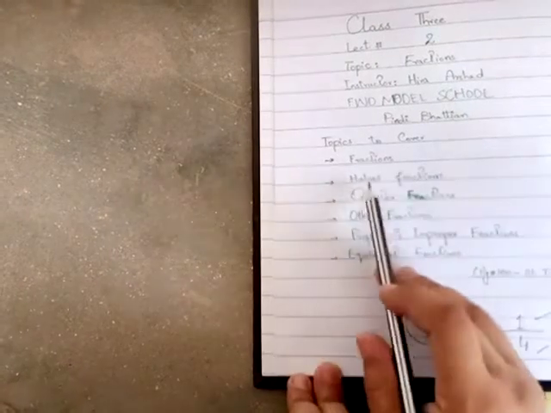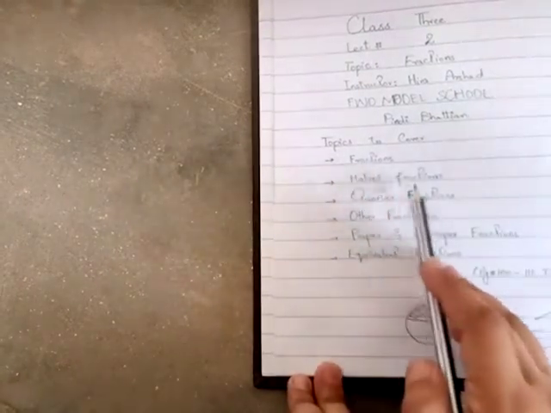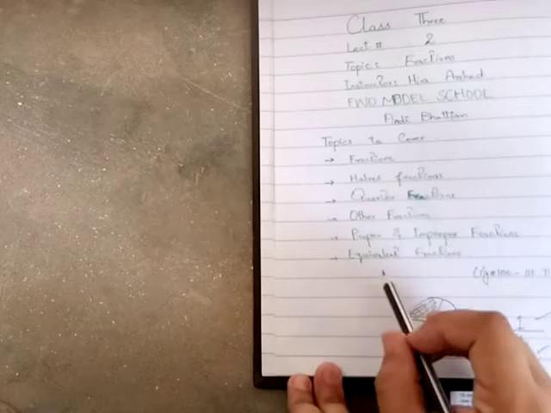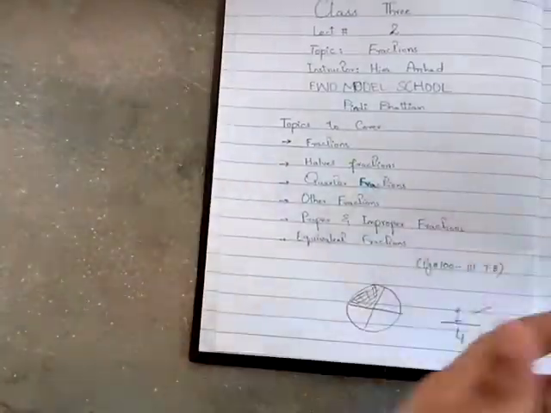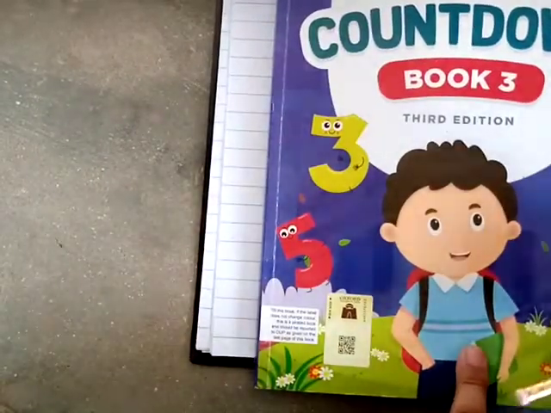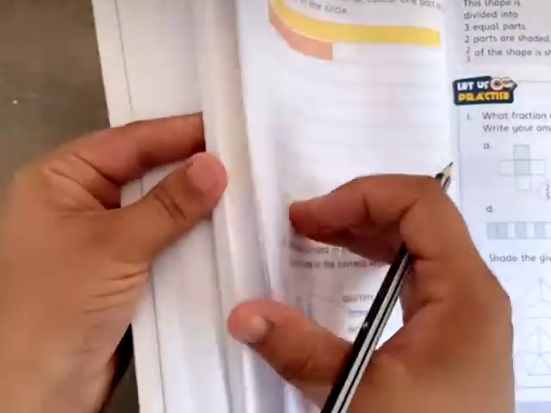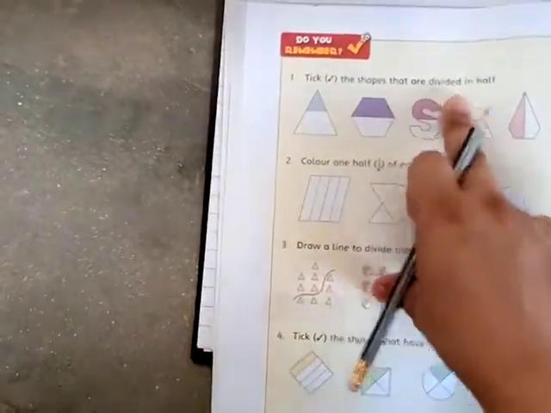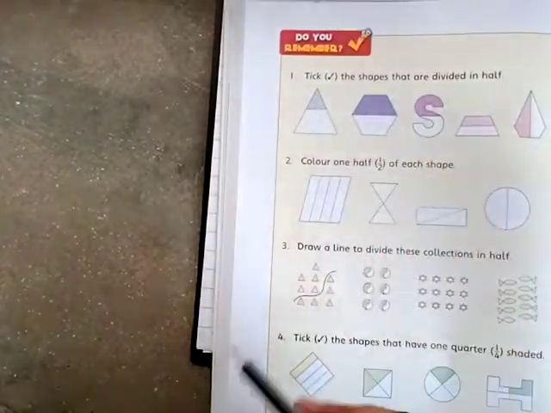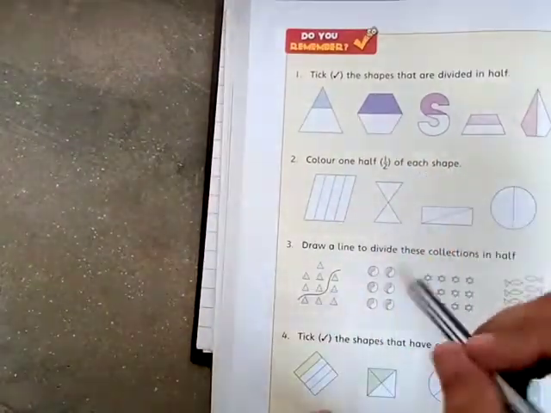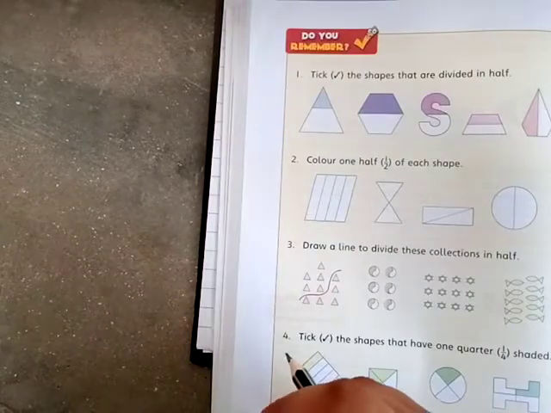Topics to cover in this video are fractions, halves, quarters, other fractions, proper and improper fractions, and equivalent fractions. Open your textbook, page number 100. Here, have a look. Tick the shapes that are divided into halves. If a whole is divided into two parts, then each part we have will be half of the whole.